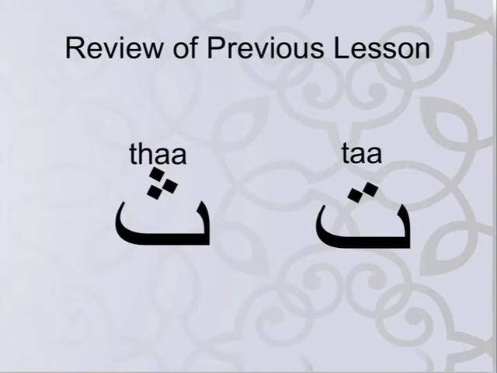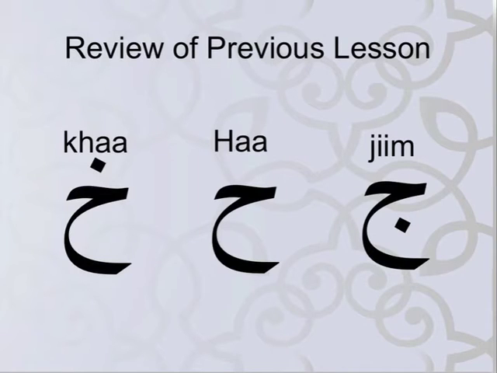Very similar to the TH sound in the following words: this, that, these, those, their, them. The TH sound is very similar to the tha in the Arabic language. And by the way, tha is a consonant.